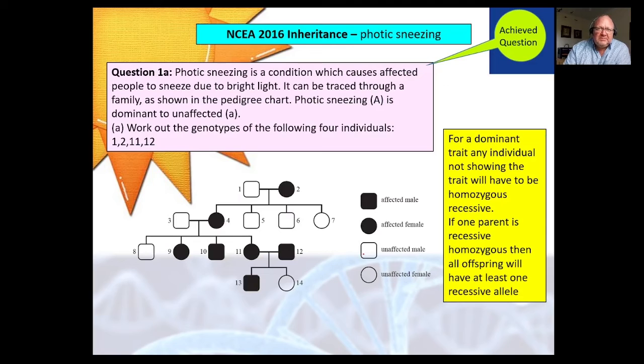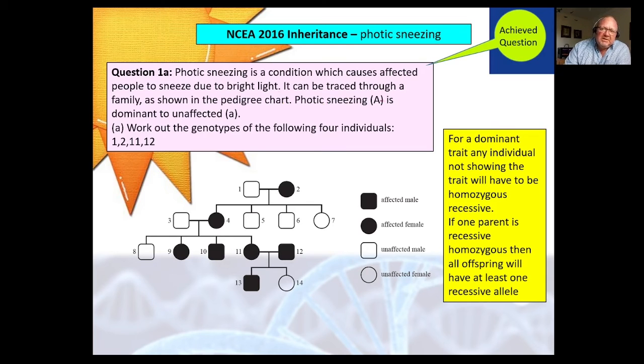Photic sneezing. Some of you might have that, where when you walk from a dark building into bright sunlight, you sneeze, or you want to sneeze. I know when I want to sneeze, like when you get that itchy nose, I actually just need to look up at the sun for a moment, then I sneeze. But I don't sneeze immediately when I walk into sunlight. But some people do, and it's called photic sneezing. So it's a condition which causes affected people to sneeze due to bright light. It can be traced through a family as shown in the pedigree chart below.